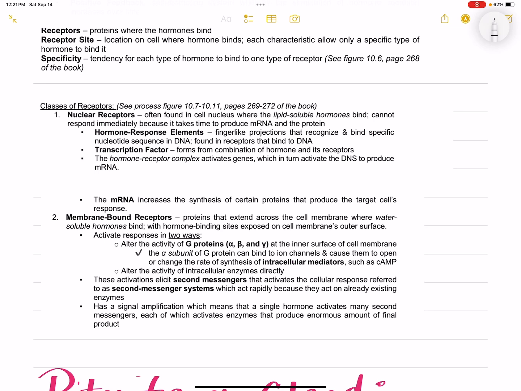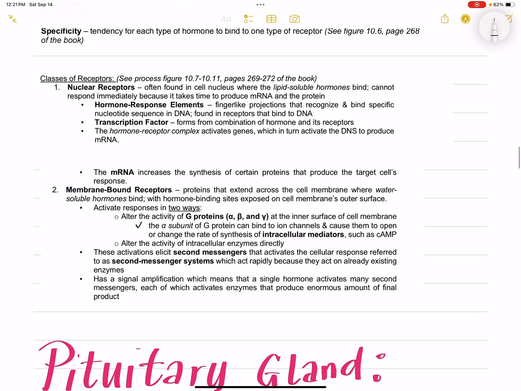So, the hormone receptor complex activates genes which in turn activate the DNA to produce the mRNA. Diba? May duplication and transcription kita. Okay, so the messenger RNA increases the synthesis of certain proteins that produce the target cell's response.